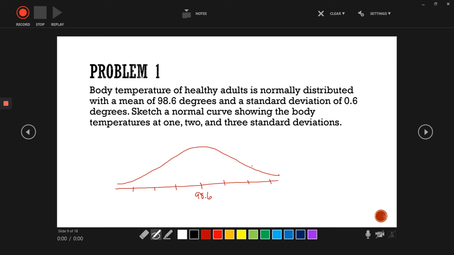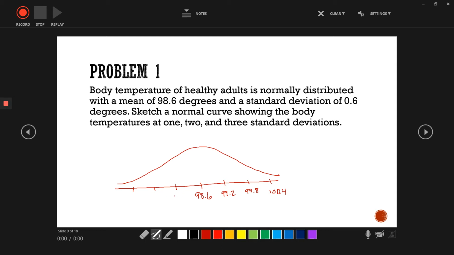Now the standard deviation is 0.6, so it's pretty easy. All we have to do is add 0.6, right? And then add 0.6 again, and then add 0.6 again. Did I do that right? No, I think it's 100.4, sorry. Okay.